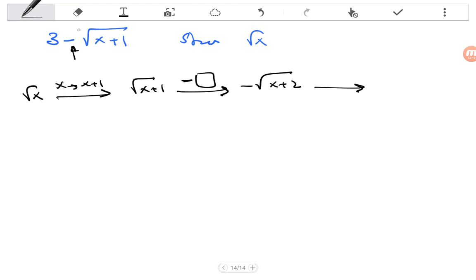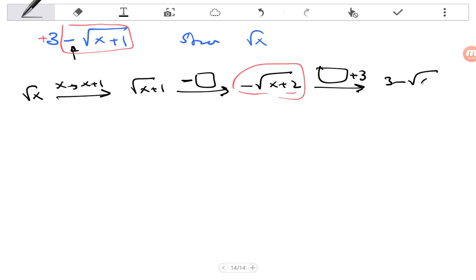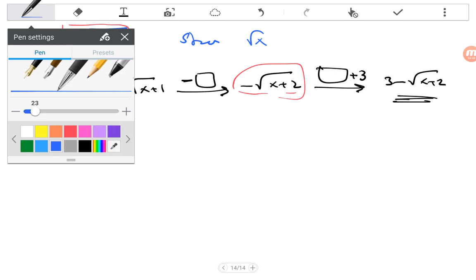Then I would take that whole function and add 3, not a negative 3, yes, add 3. This function is just this. I will just add 3 to it. So that will give me 3 minus root x plus 1, which is the required function.